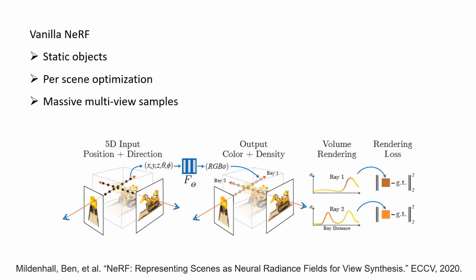As the most popular implicit representation in neural rendering, neural radiance fields, aka NeRF, has exhibited stunning results in various tasks since its first introduction. The original vanilla NeRF overfits one static scene by design. Therefore, it cannot model time-varying contents. Also, it requires massive multi-view samples for high-quality modeling per scene.